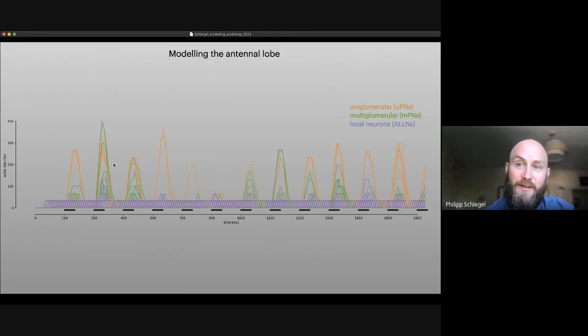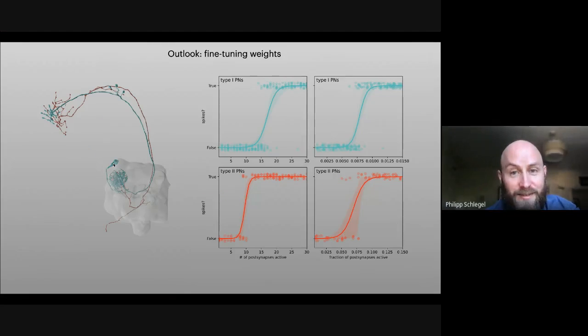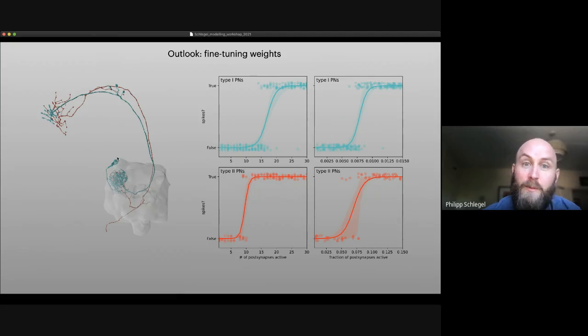And then last but not least, one of the other things I looked at in parallel is that I made compartment models of these neurons, right? So we have this nice morphology, and we know where all the synapses are, so why not use it? And this is just an example of two projection neurons.